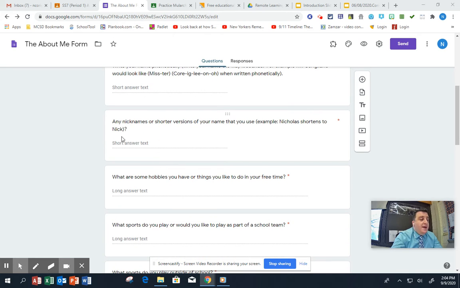So in the next one, any nicknames or shorter versions of your name that you use. For example, if your full name is Benjamin or Nicholas, you might shorten that to Ben or Nick. If your name is Caitlin or Melody, you might shorten that to Katie or Mel. So make sure if you go by a shorter version of your name or if you go by initials like CJ or PJ or KB or something like that, make sure you write that here.